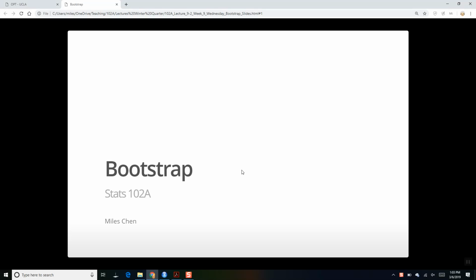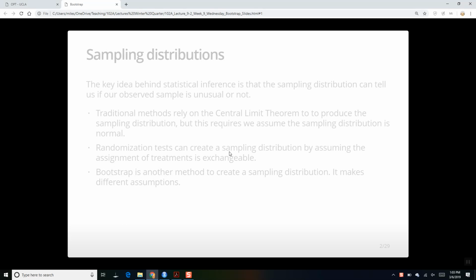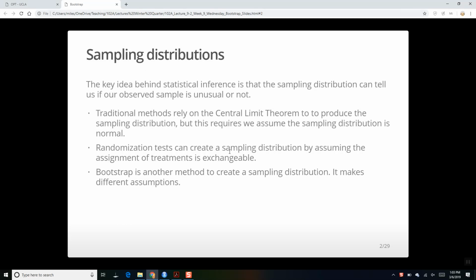All right. Okay, so today we are going to talk Bootstrap, and what we've been talking about is doing statistical inference, and one of the key ideas in statistical inference is this concept of a sampling distribution.